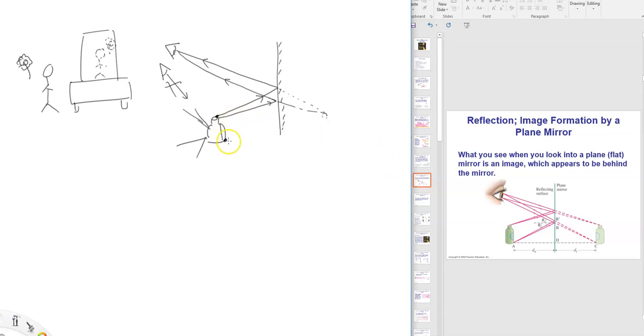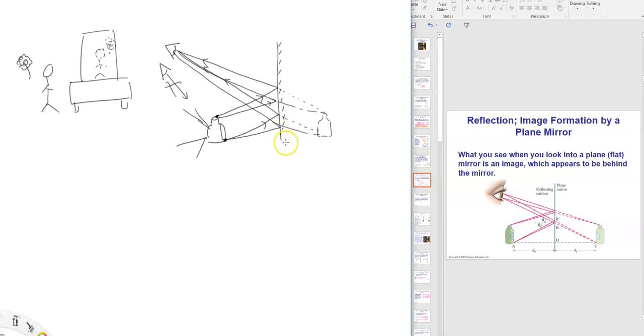Same thing here. From the bottom of the bottle, light goes to the mirror, reflects to your eye, and we extend them backward. My diagram is super bad because I'm not using straight lines or a ruler, but where they meet is where the bottom of the bottle is. Okay, so that way we have a feeling, like an illusion, that there is an image inside the mirror.